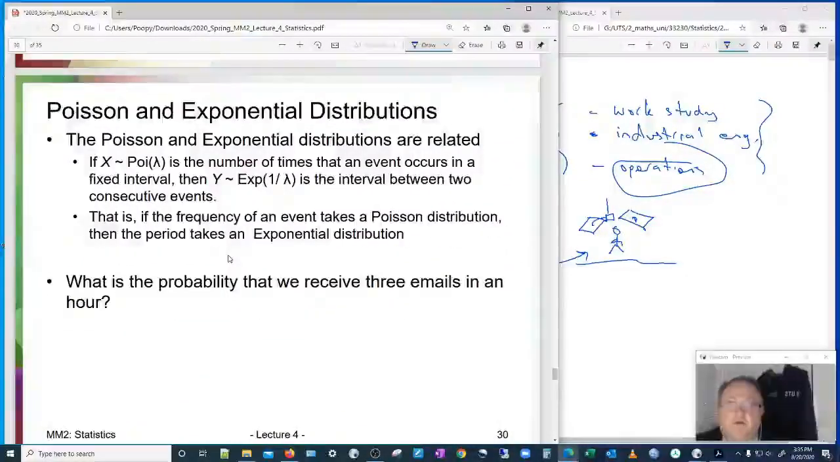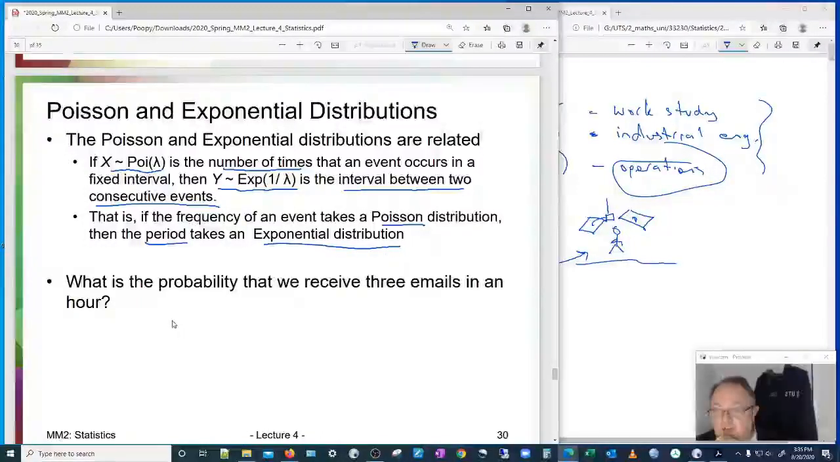Poisson and exponential distributions are related. So we say x such that it's a Poisson distribution. That's how we would write that, is the number of times, so that's the count, that an event occurs in a fixed interval. Then y such that it's an exponential distribution is the interval between the 2 consecutive events. So they are used together. That is, the frequency of an event takes the Poisson distribution and the period of the event takes the exponential distribution. Okay, so what is the probability that we receive 3 emails in an hour?